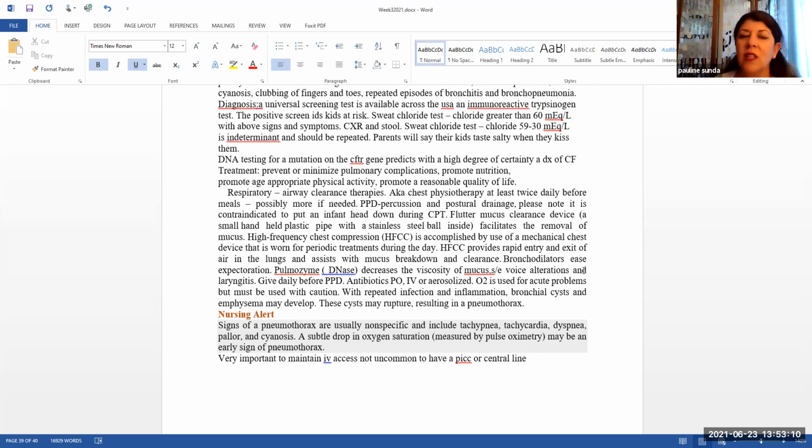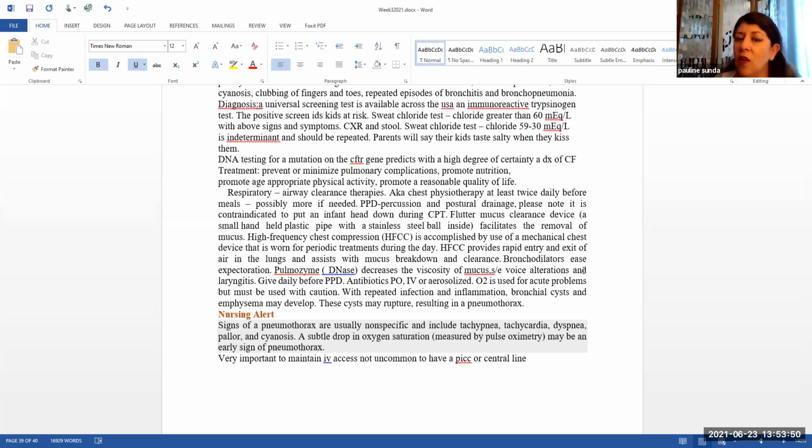So we can see that in children. High frequency chest compression is accomplished by using a mechanical chest device that is worn for periodic treatments during the day. This provides rapid entry and exit of air in the lungs and assists with mucus breakdown and clearance. Bronchodilators help to ease expectoration. Pulmozyme or DNase decreases the viscosity of mucus. Some of the side effects of this include voice alterations and laryngitis. You want to give it daily before the PPD.